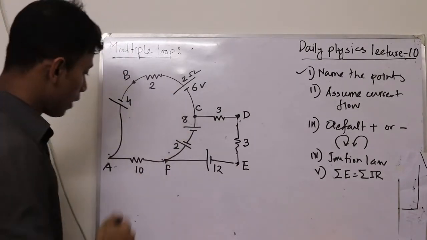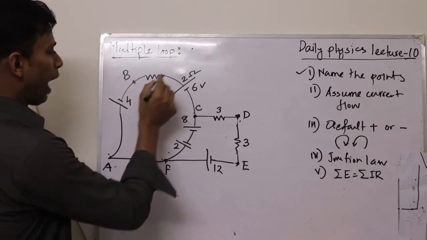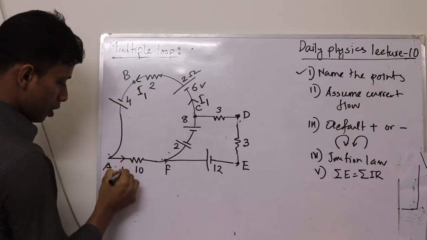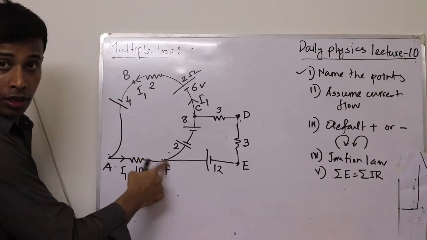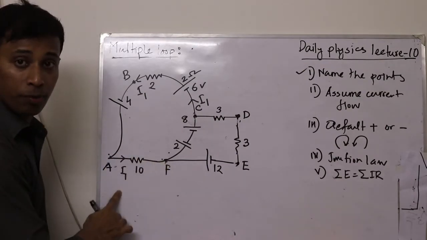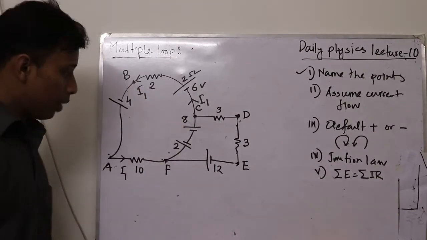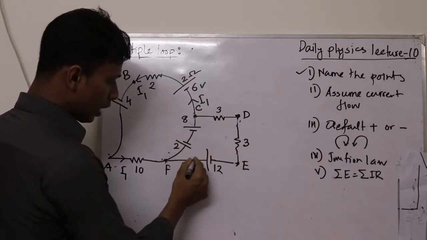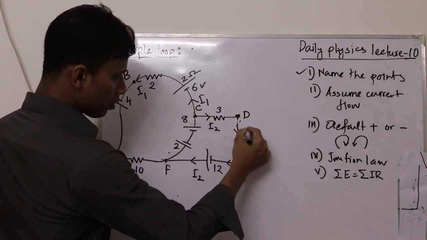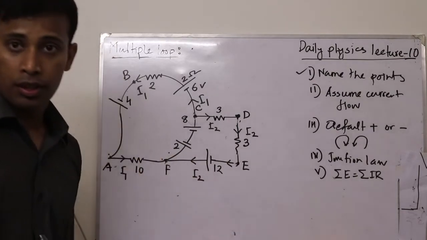We have to go through the lines and assume current flow. From C to F, let's assume this is anti-clockwise, and I1. This I1 starts from C, from A till F, this will remain I1. This is the current through line CBAF. Through this line, let's assume the current flows like this. Assume it's I2, this is also I2. That's the current flow through CDEF.